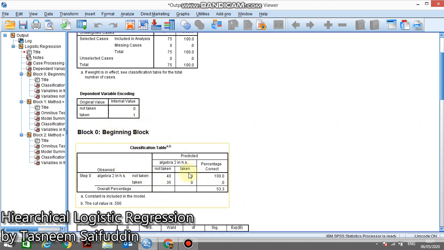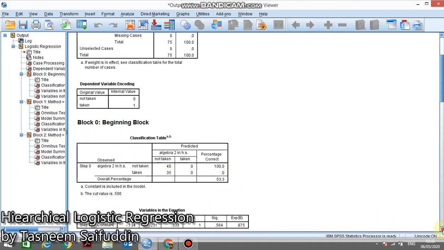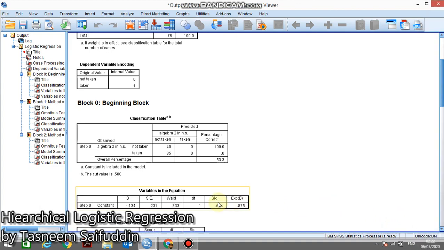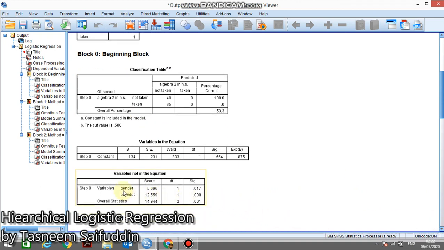Then in the beginning block, this is the interpretation. Now what does it show? It shows that if we predicted that no one would take algebra 2, we would be correct 53% of the time, which is actually not significant. Looking at the Wald value, the value is non-significant. What does it show? It shows that both gender and parents' education are significant predictors when entered separately. Variables in the equation are showing both the variables are significant.